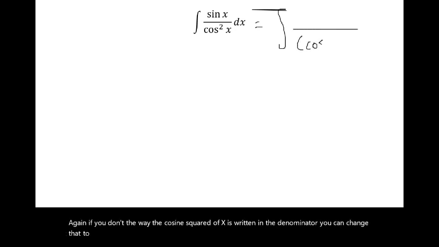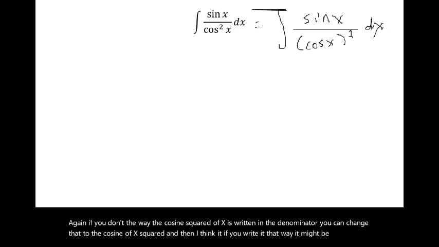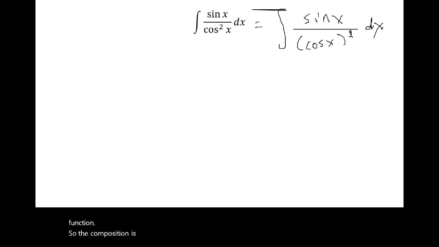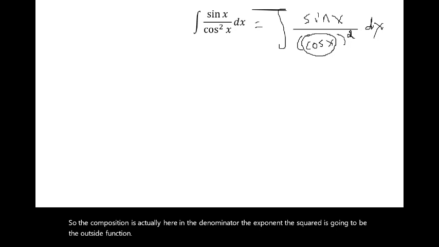So then for this next one, again, if you don't like the way the cosine squared of x is written in the denominator, you can change that to the cosine of x squared. And then I think if you write it that way, it might be a little bit easier to see what the composition is and what's the outside function and what's the inside function. So the composition is actually here in the denominator. The exponent, the squared, is going to be the outside function. The inside function is going to be the cosine.